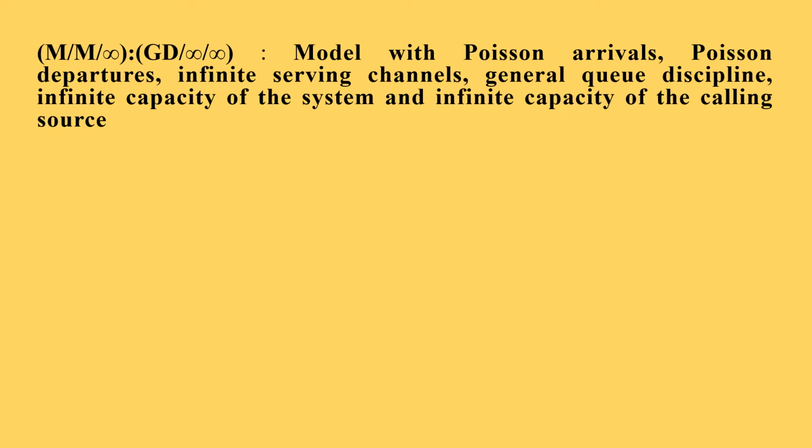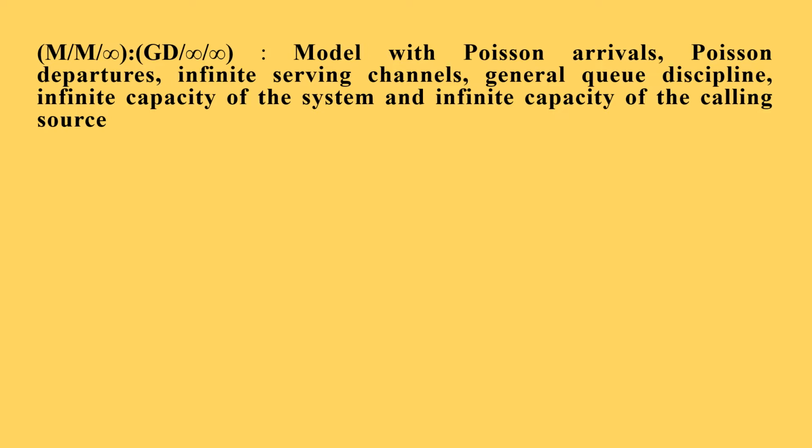A self-service model is a model with Poisson arrivals, Poisson departures, infinite serving channels, general queue discipline, infinite capacity of the system, and infinite capacity of the calling source. Now, since the capacity of the calling source is infinite, we can have infinite number of customers joining in the system. Also, the capacity of the system is infinite. So, infinite number of customers can be accommodated in this system.